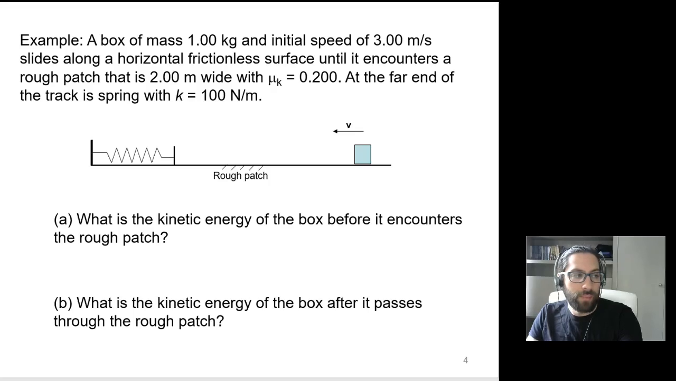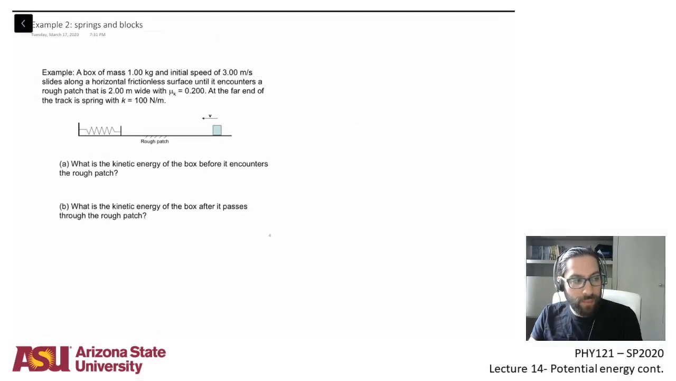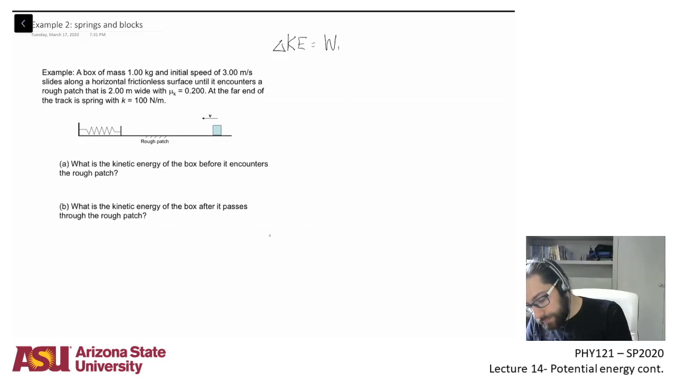So here's the problem, right? We're asked to find the kinetic energy of the box before it encounters the rough patch and the kinetic energy of the box after it passes the rough patch. So remember that what we can do is we can say that the change in kinetic energy is equal to the total work.